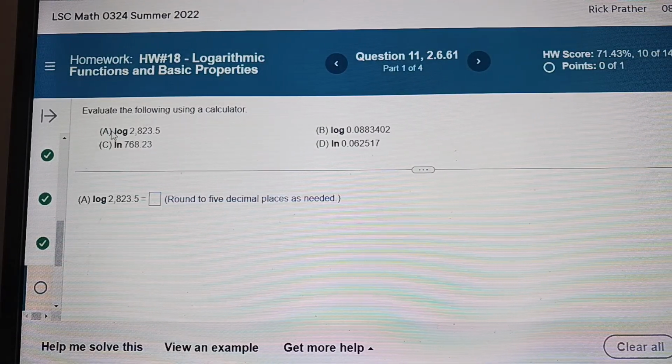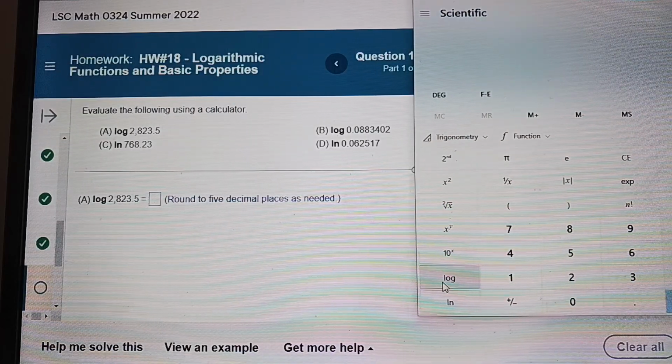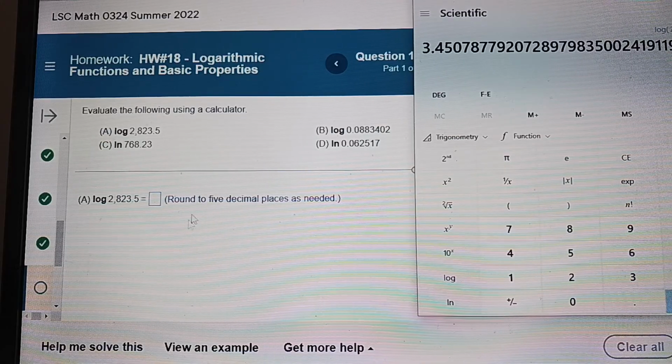Okay, so evaluate without using a calculator. Okay, so they've got log and they've got ln. This is the common log. Oh no, this is using a calculator. I'm sorry. Okay. So this is common log and natural log. This is exactly what I was saying. If you get one of those two, they're the two that are in a calculator. So log, that's base 10. Ln is base e. So in this calculator, I think what I have to do is type the number first, 2823.5, and then I hit my log button. And then round to 5 decimals.